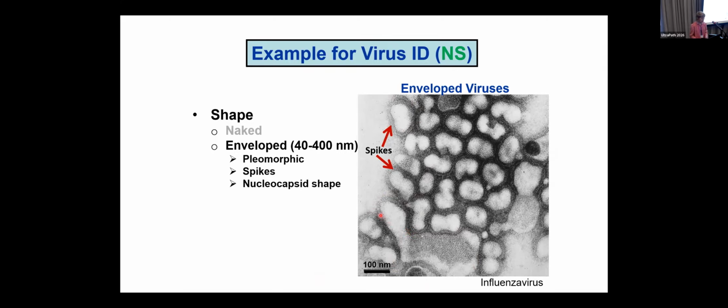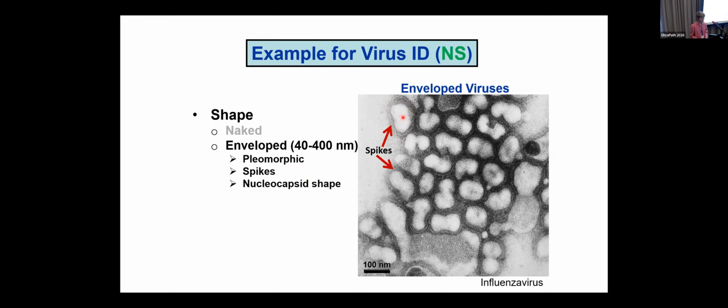In addition, all of the envelope viruses have some structure on the outside. Sometimes it's easily seen by electron microscopy, and we call them spikes in the negative stain. These are the hemagglutinin, and the spikes are the things that attach the virus to the cell.